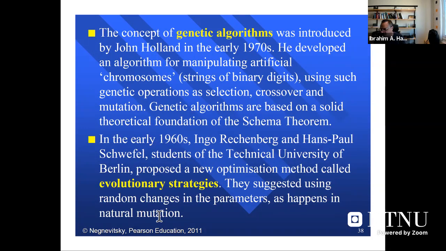The concept of genetic algorithms was introduced by John Holland in the early 70s. He developed the algorithm for manipulating artificial chromosomes. We have a chromosome, which is a string of binary digits, and it uses some genetic operations such as selection, crossover, and mutation. The genetic algorithms are based on the solid theoretical foundations of the schema theorem.